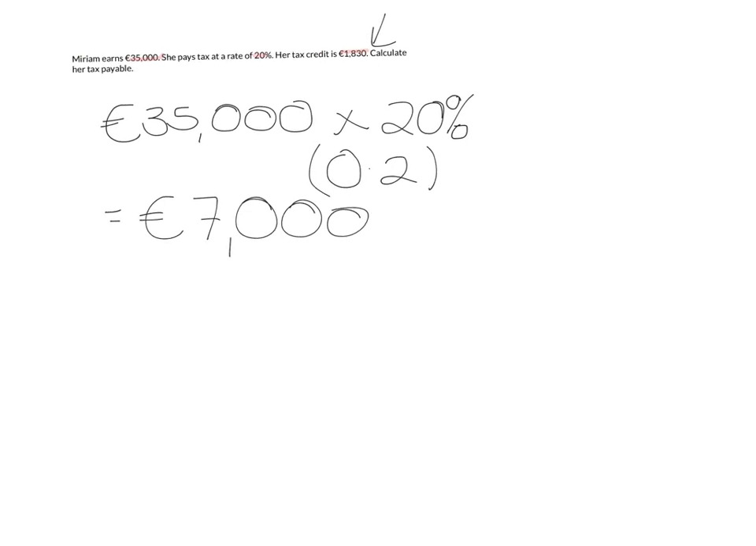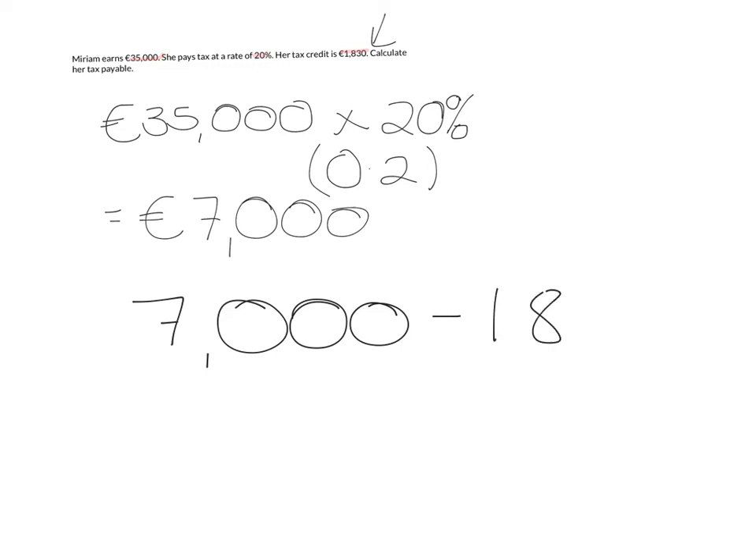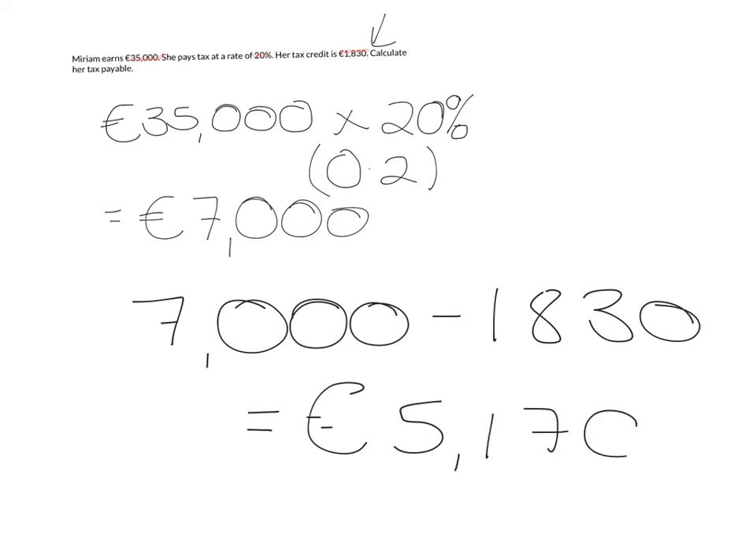So to finish off our answer, we say her gross tax, which is €7,000, take away her tax credit, which is 1,830, should give you your answer for her tax payable of €5,170. Okay, so the big thing that we could fall out on here is making sure we convert our percentages. Make sure you either use the percentage sign on your calculator or convert it to a decimal. It's two steps. Step one, we're multiplying. Step two, we're taking it away.